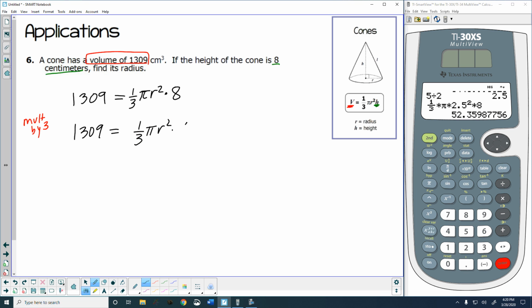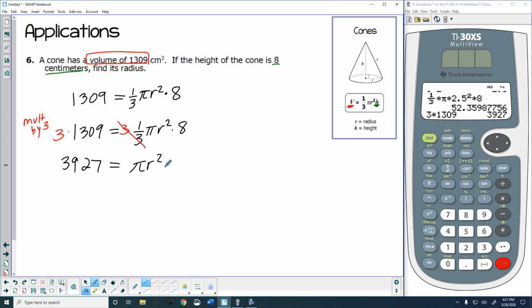I'm just writing that whole equation again. So what I want to do is multiply both sides of my equation by 3. Now I do that because this one is going to reduce, so I'm not going to have a fraction anymore. And I'm really going to do this in a lot of steps, but you could combine some of these steps if you know how. So on the left side, it's 3 multiplied by 1309. So that's going to be 3927. And I have pi r squared times 8 left on the right.